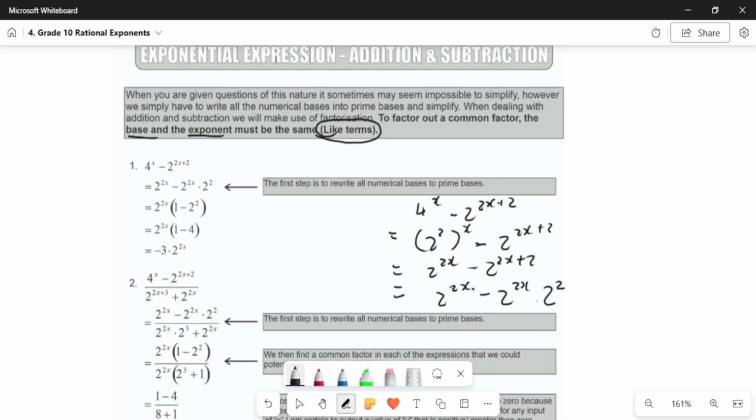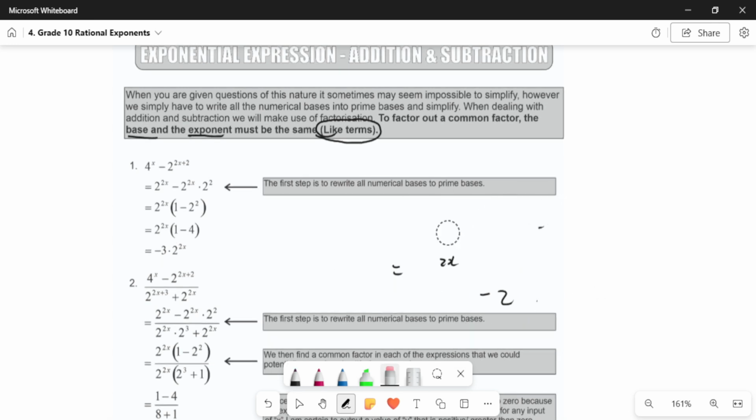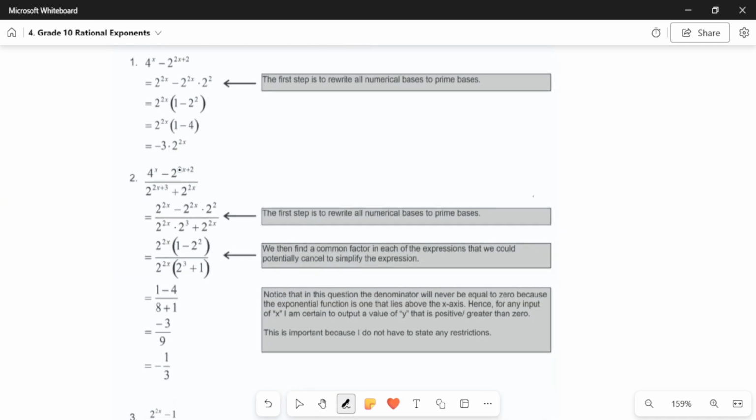Therefore, what we have now is this, and these are two like terms. So they are the same term. They are common terms in the expression. So therefore, we can factor it out. So we'll have 2 to the power 2x into 1 minus 2 to the power 2. And lastly, it should give us minus 3 times 2 to the power 2x. That's how we solve the question. I convert, distribute, separate, and solve. Now let's look at this one here, a bit more complicated example, but we can solve it.